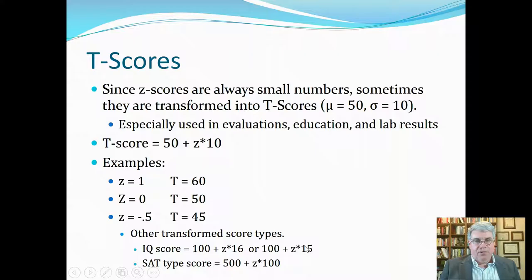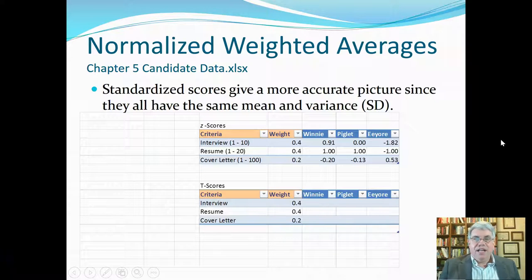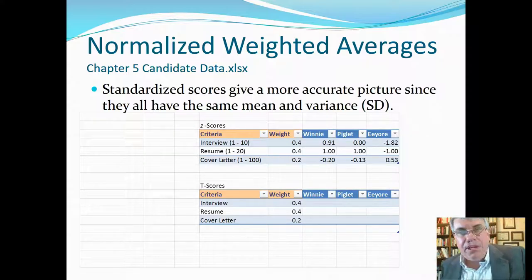Now let's look at an example where we could use t-scores. Let's look at how we might use t-scores in some normalized weighted averages. When would we want to use normalized weighted averages? Let's say we've got three candidates, Winnie, Piglet, and Eeyore, and we've got three sets of scores for each candidate. The interview has been scored on a scale of 1 to 10, the resume has been scored on a scale of 1 to 20, and the cover letter has been scored on a scale of 1 to 100. Now, if we were to take a weighted average of these, there's so much more variability in the cover letter that it would dominate the weightings, even if we wanted it to be very small.